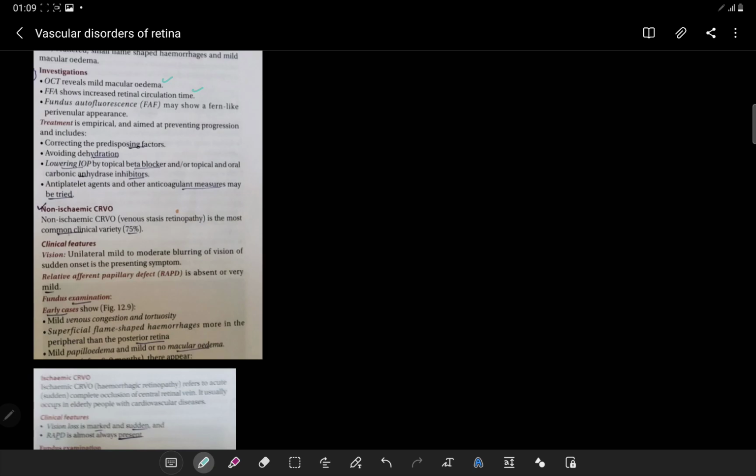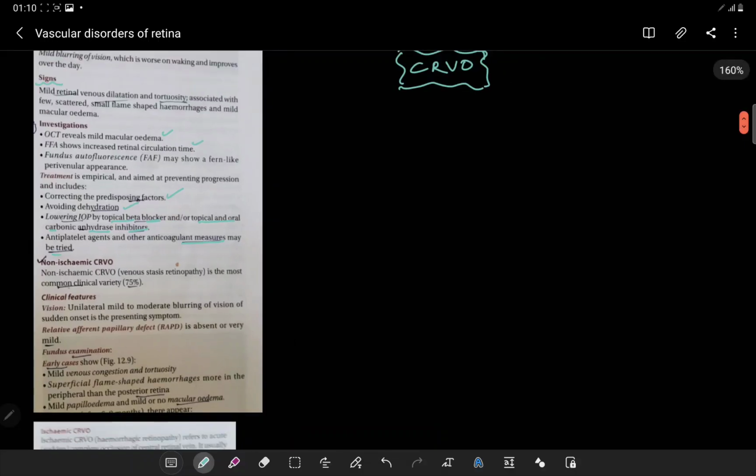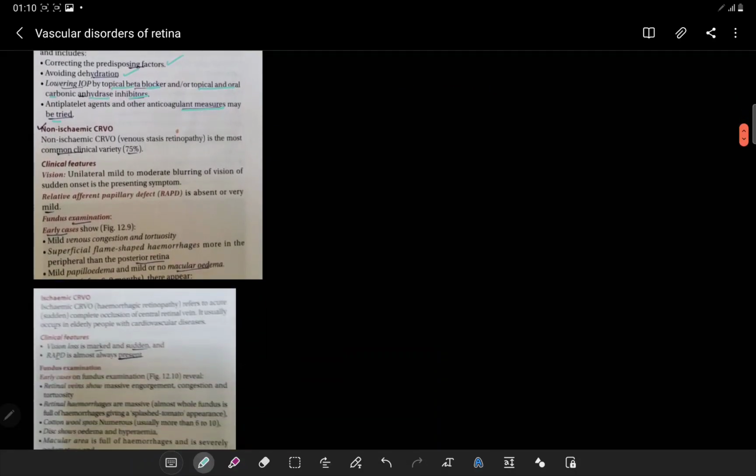Now treatment is empirical and aimed at preventing progression. We can correct the predisposing factors, avoid dehydration of the patients, lower the IOP by topical beta blockers or topical and oral carbonic anhydrase inhibitors, and antiplatelet agents and other anticoagulant measures may be tried. Now this was about the impending type, but the basic one is the non-ischemic.